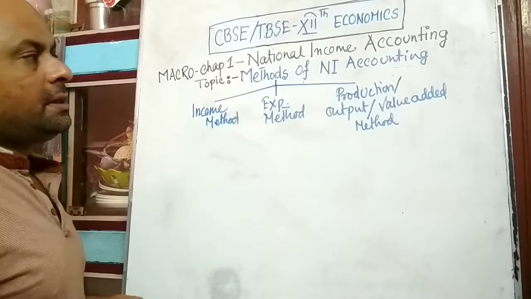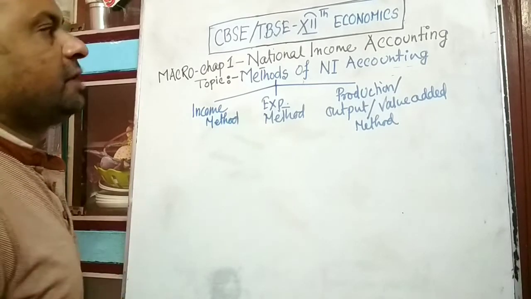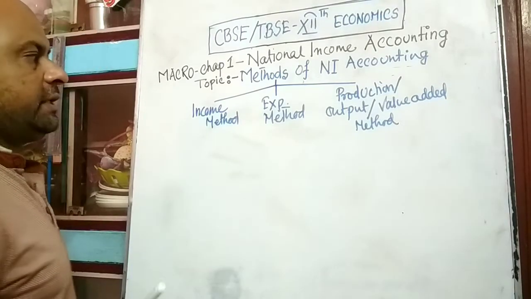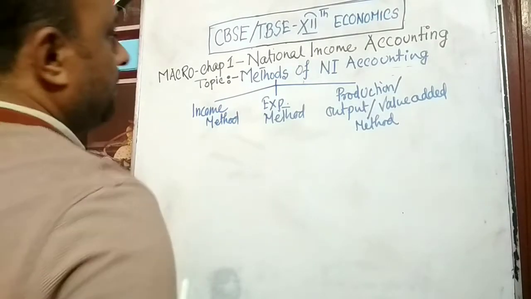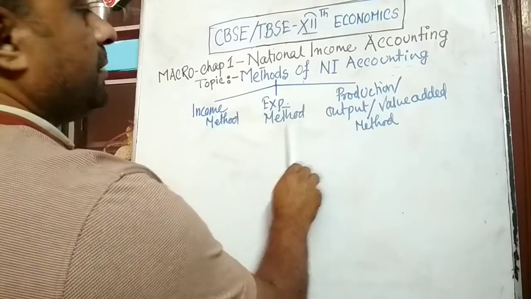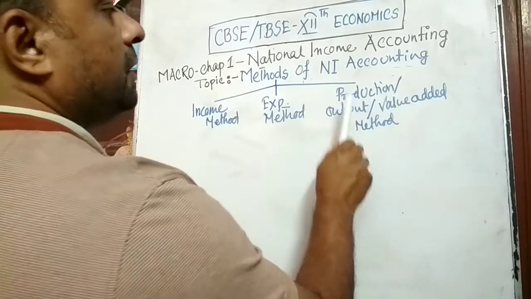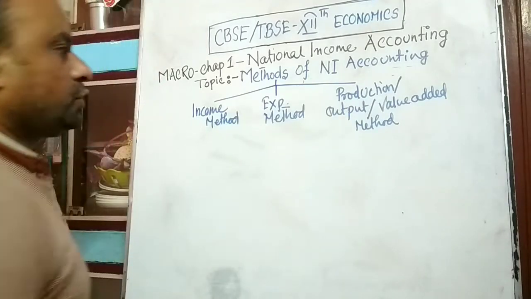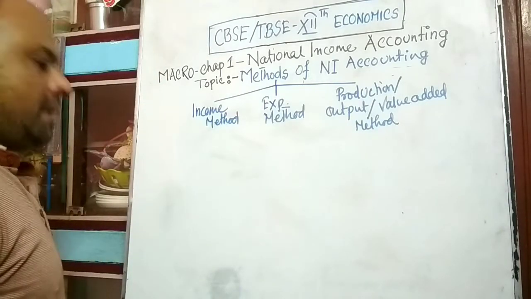Today's topic is methods of measuring national income. How we can measure national income? Three methods are there. One is income method, second expenditure method, third production method or value-added method or output method. These are the three methods of measuring national income.